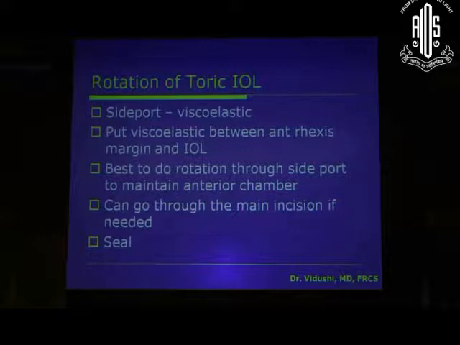Then after you've decided that the IOL rotation is going to help you, how do you do it? You first make a side port and inject viscoelastic as usual, and put the viscoelastic between the anterior rhexis margin and the IOL so that it becomes loose and the IOL can be rotated. It is best to do rotation through a side port so that you can maintain the anterior chamber, but if needed, of course, you can open the main incision again and then seal.